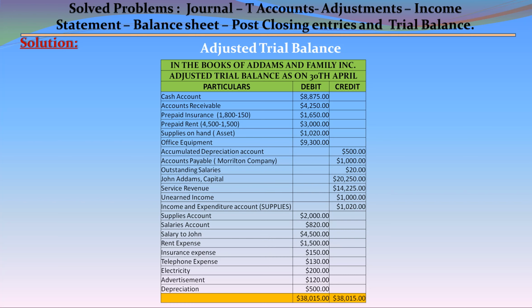Income and expenditure account supplies closing balance 1,020. Supplies account debit 2,000. Salaries account debit 820.